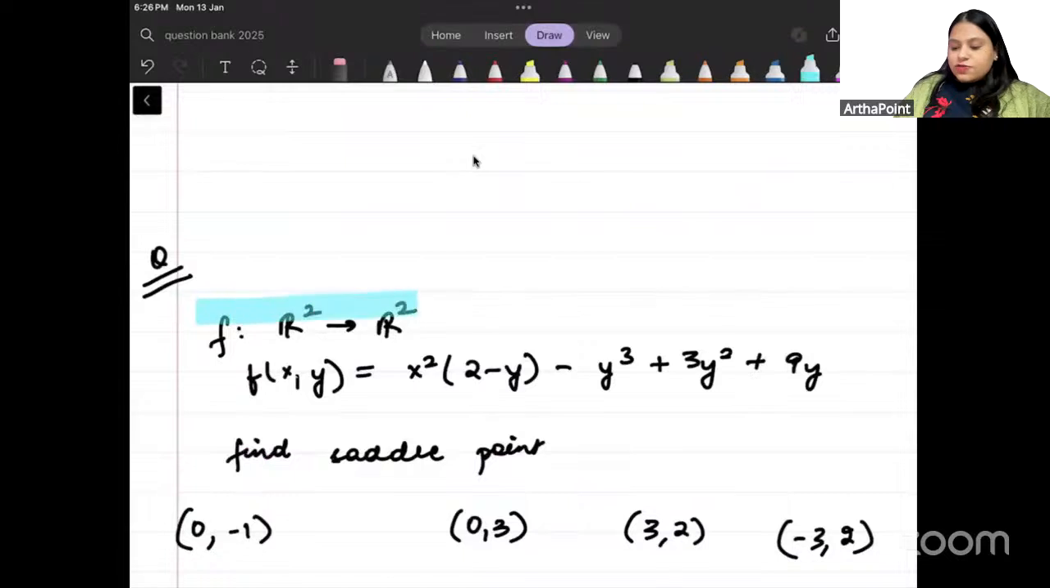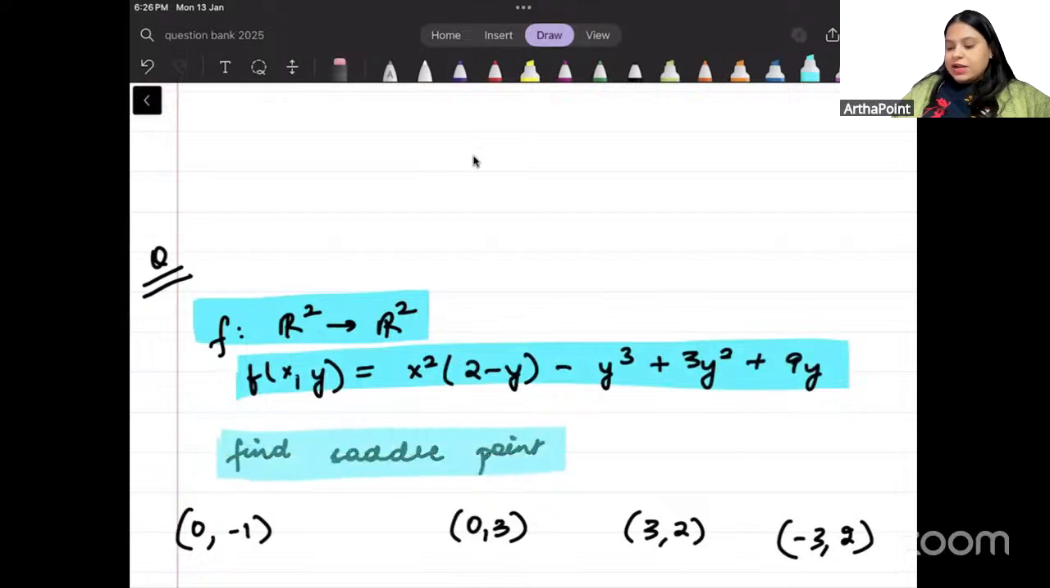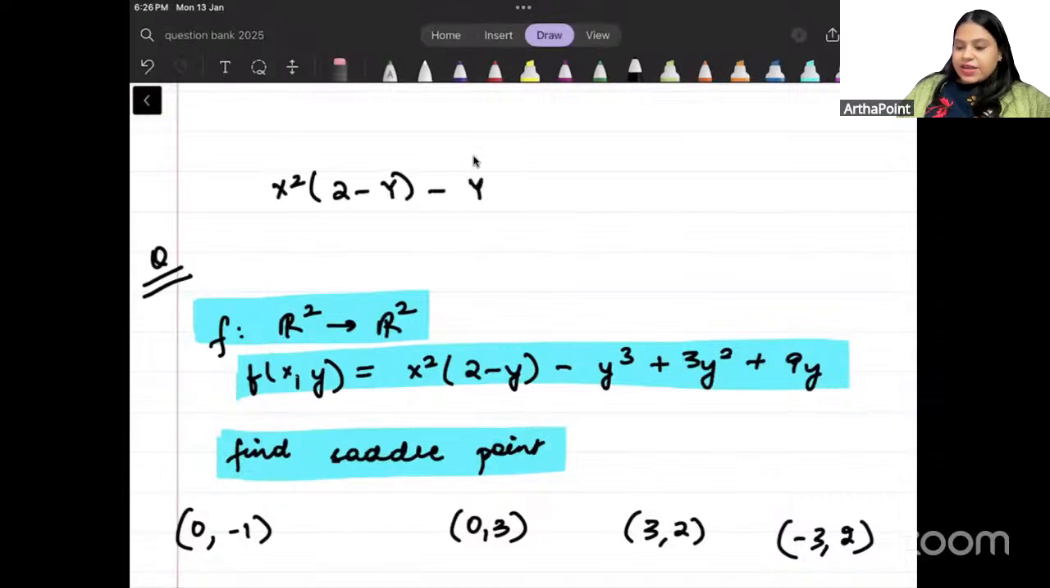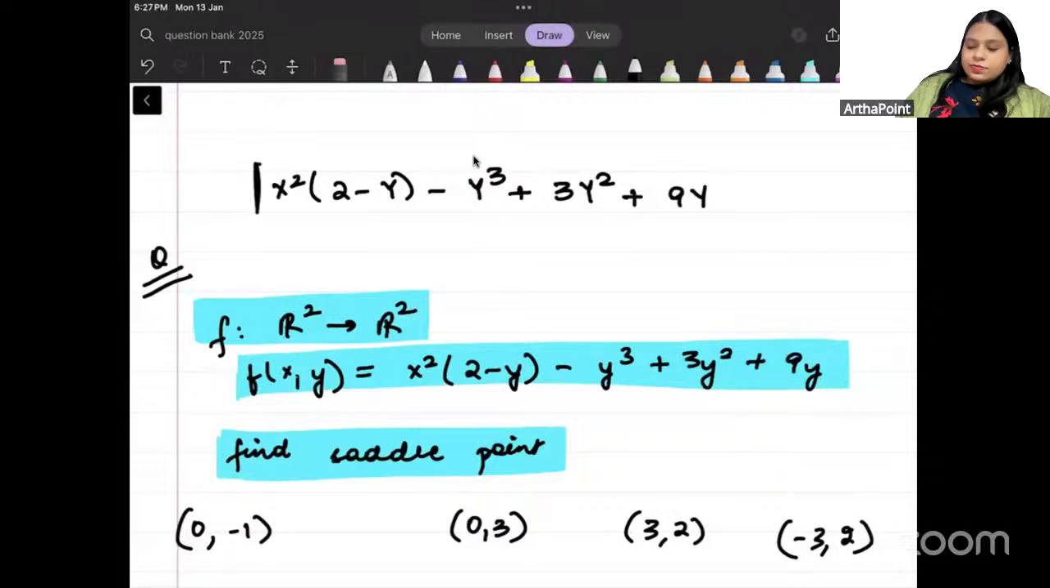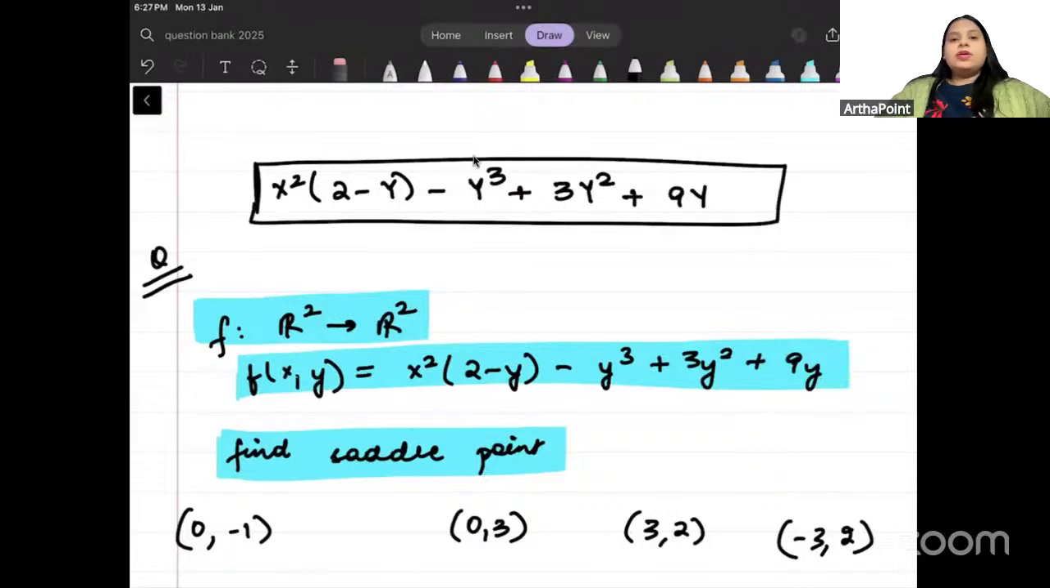There is a function from R square to R square. The function is this. You need to tell me what will be the saddle point of this function. The function is x square 2 minus y cube plus 3y square plus 9y. Tell me the saddle point of the function.